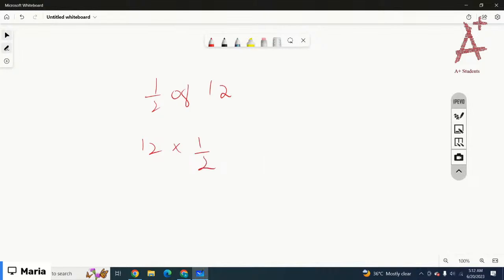Got it? So you have to do numerator times numerator and denominator times denominator. 12 times 1 is 12 and 2 times 1 is 2. 2 is the common factor. You can divide them by 2. So it would be 2 times 6 is 12 and 2 times 1 is 2. That means out of the 12, 6 people want vanilla ice cream. Got it? Correct option is 6.